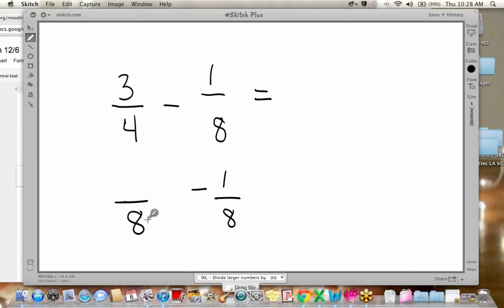Dakota, how many groups of 4 fit into 8? 2. Yeah, and 2 times 3 is 6. So then my answer becomes 5/8. Give me a thumbs up if this is super simple for you.